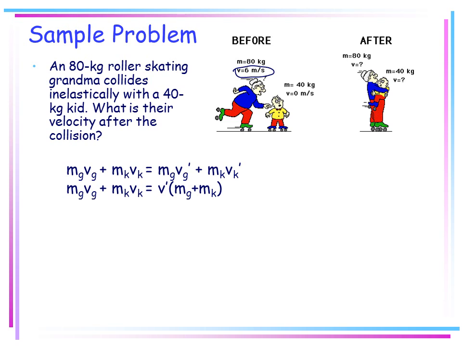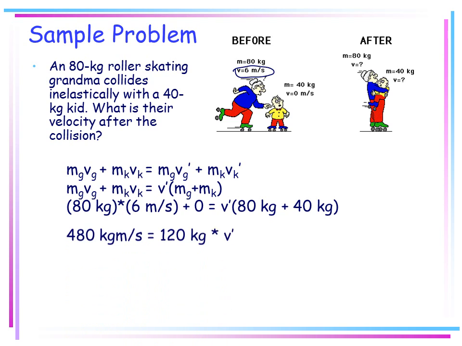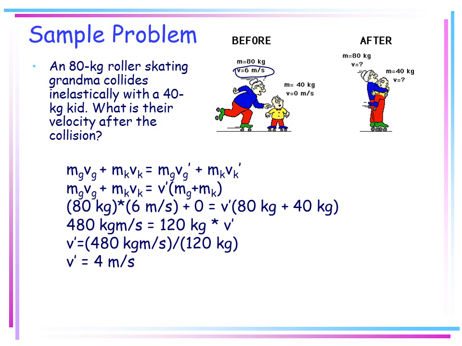And remember that the kid and grandma move together afterwards, so we said this would be an easier problem since their masses are combined. When you substitute in your values, the kid has no velocity, so you're going to have a very simple expression for velocity to solve, substituting in the masses and the velocity of grandma before the collision, and you're going to get 4 meters per second when you do all the math.